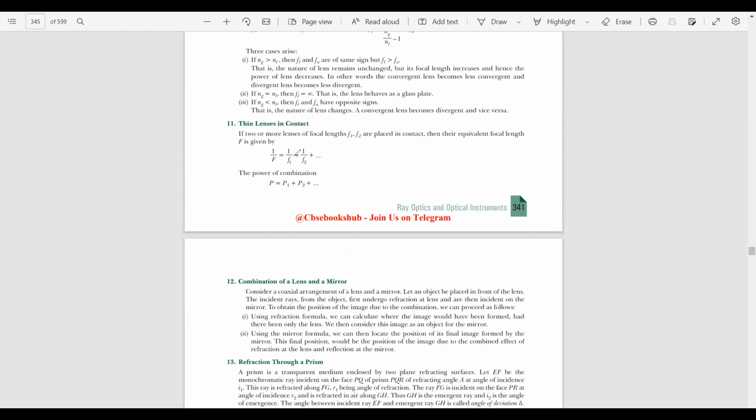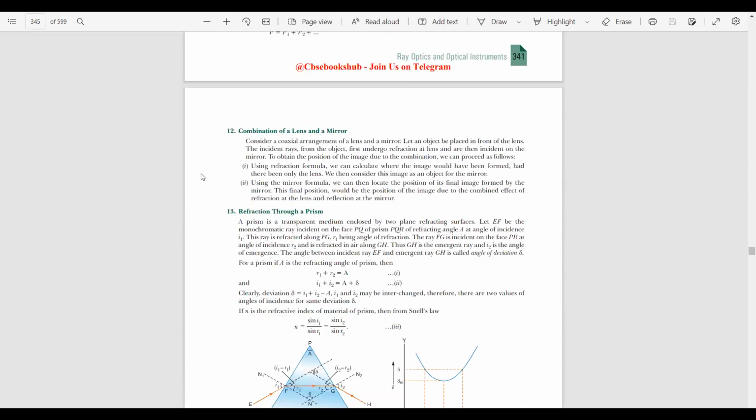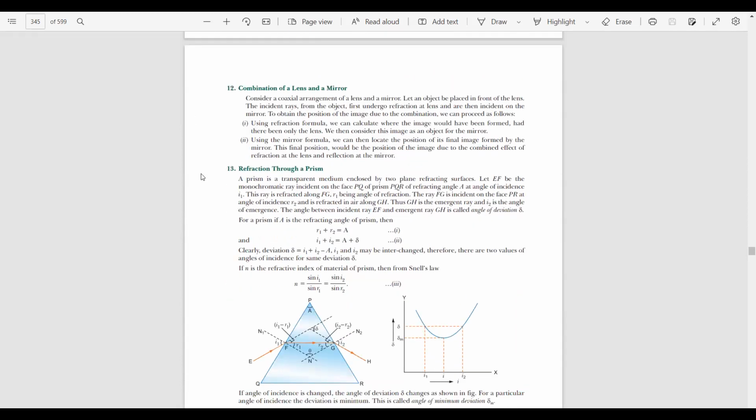Next is thin lens. 1 by focus, that is power. So we can add those: P equals P1 plus P2 plus P3, the power of a combination of lenses. Then the combination of lens and mirror, the arrangement of a lens and a mirror.